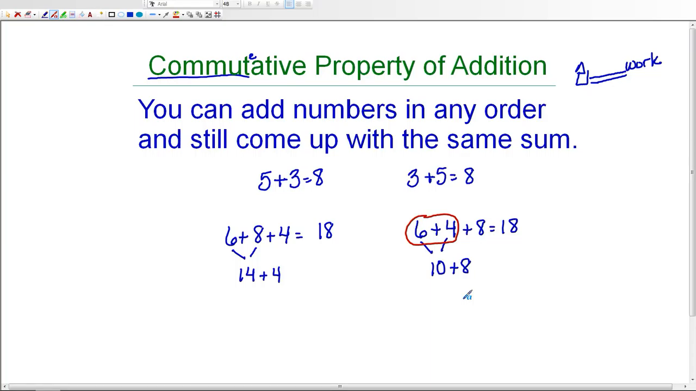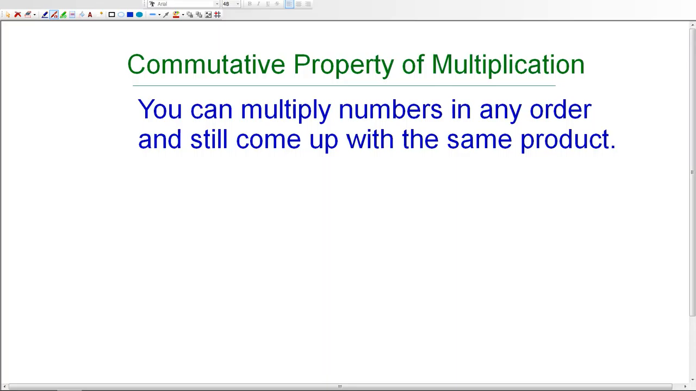So the great thing is that the commutative property also works with multiplication, and it works the same exact way. So if I have numbers like 5 times 3, you know that 5 times 3 is 15, but you also know that 3 times 5 is also 15. So again, the commutative property works.